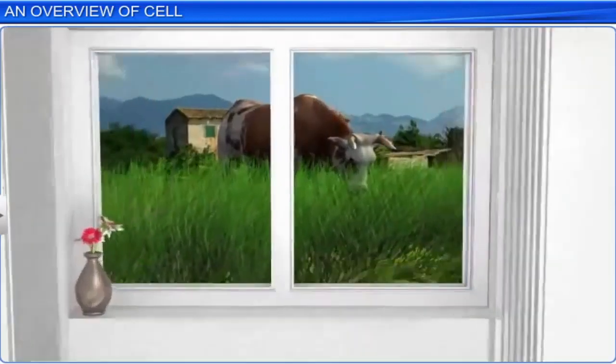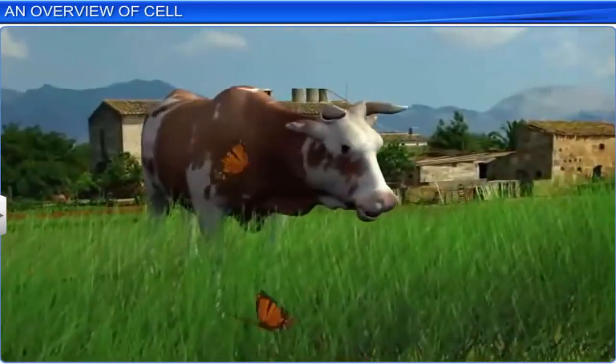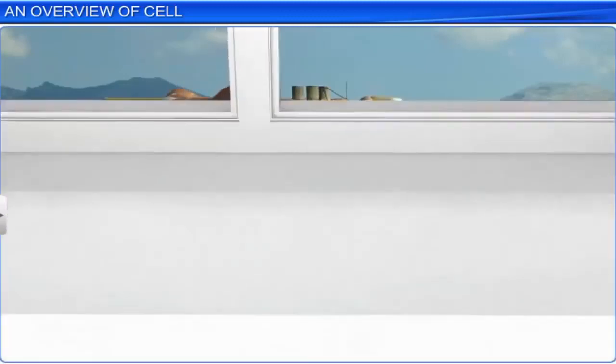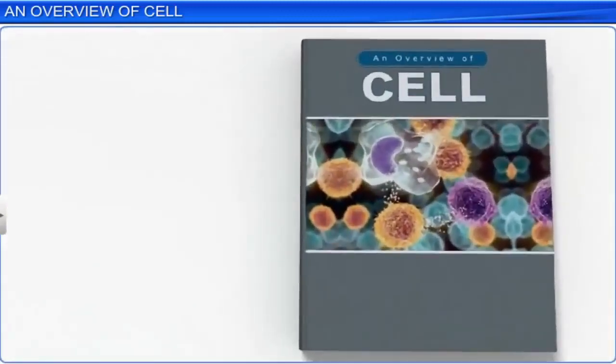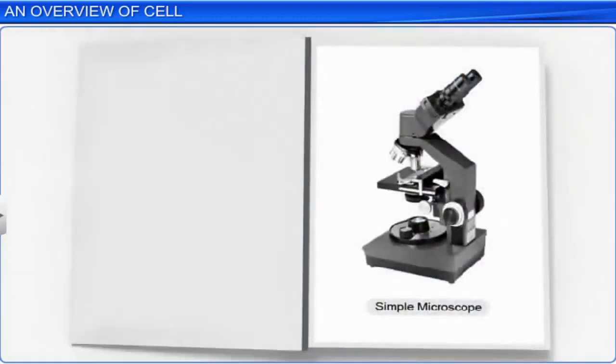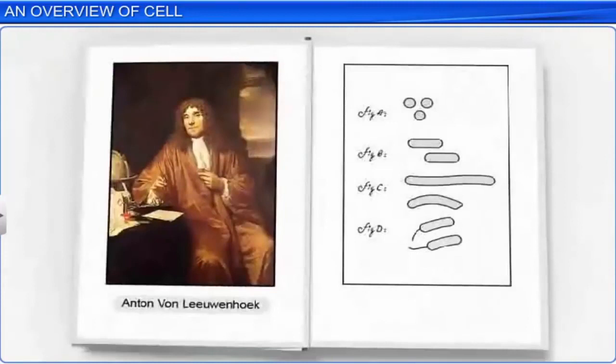Millions of animal and plant species of varying sizes and shapes inhabit the earth, and they all have one thing in common. They are all made up of cells, the fundamental unit of life in living organisms. Scientists didn't know about the existence of cells until the invention of the microscope. Anton van Leeuwenhoek, an amateur Dutch scientist, is credited as the first person to see and describe living cells.